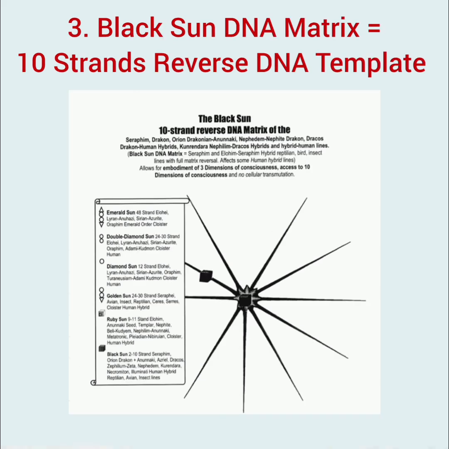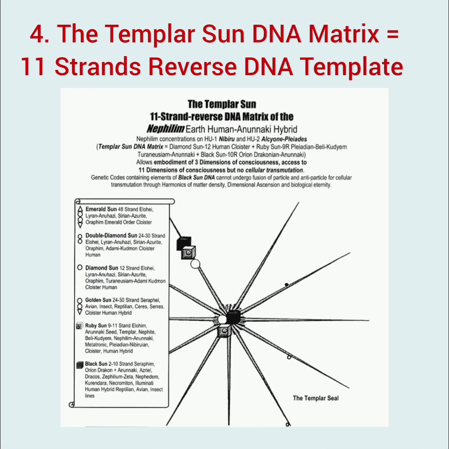So the third one is Black Sun DNA matrix, and they are having 10 strands reverse DNA template, and they are Seraphim, Dracon, Orion, Dracolian, Anunnaki, Nephidim, Nephite, Dracos, Dracons, human hybrids, incarnating from dimension 10. So basically these are actually called as Dracolian race lines incarnating from dimension 10. So the fourth one is the Templar Sun DNA matrix, having 11 strands reverse DNA template, and they are Nephilim, Earth, Human, Anunnaki hybrids, and actually these are the Anunnaki race lines which are incarnating from dimension 11.